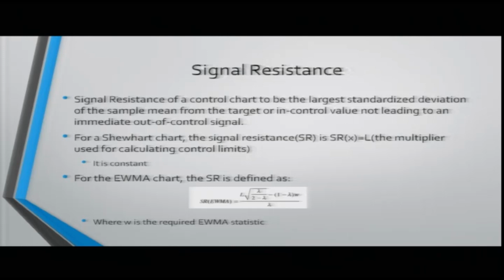We will now consider the concept of signal resistance. Signal resistance of a control chart is the largest standardized deviation of the sample mean from the target or in-control value not leading to an immediate out of control signal. So, obviously, it will give us the information that the changes which are happening are not being reflected in a proper manner to give us actually where the changes are occurring.